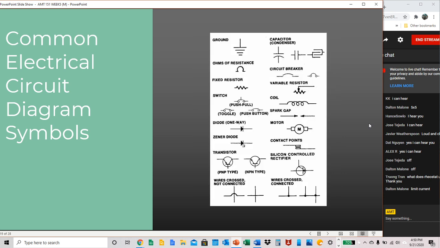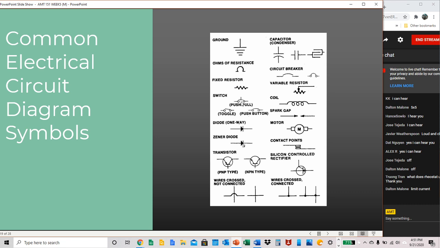Okay, so moving on to some more symbols, we have ground again, ohms, which we all know is for resistance, our fixed resistor. Here's a couple of different types of switches. So the one that we had on the previous slide was our toggle switch, and this one is also in the off position. You have a push-pull switch, which sometimes you'll see in a circuit breaker diagram. So this push-pull switch is also in the off position.